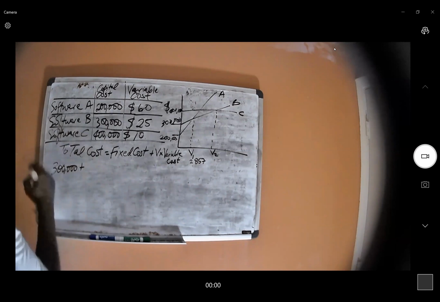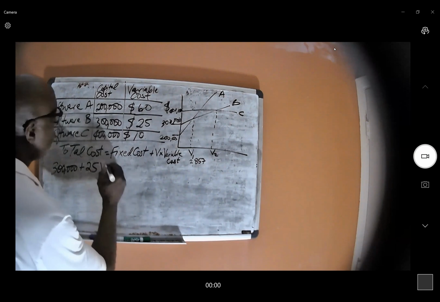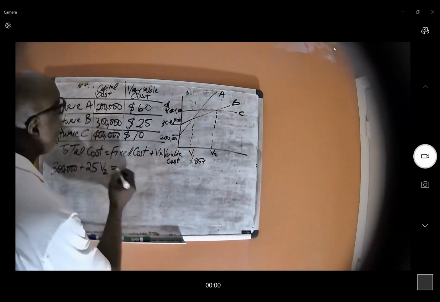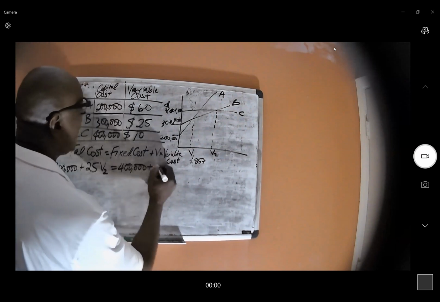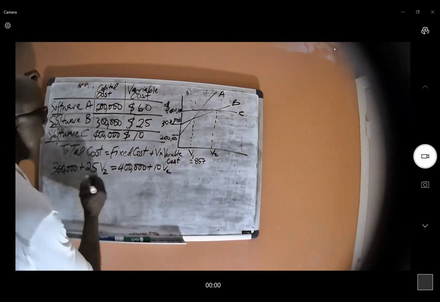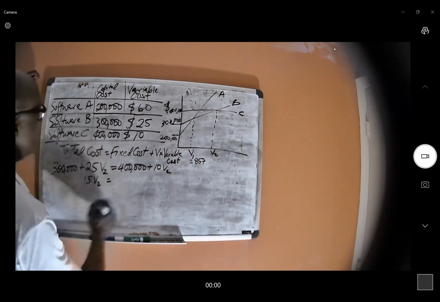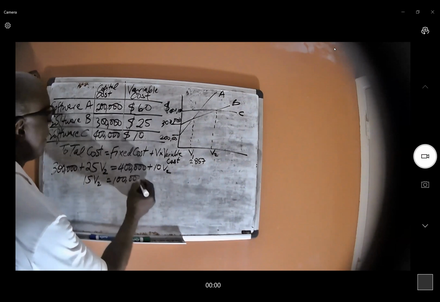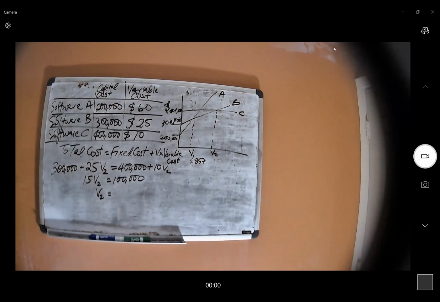plus what's the variable cost for B? 25 against a 25 V2 now, because we know it must be V2, is equal to 400,000 plus 10 V2. Take that over, you get 15 V2 is equal to 100,000. So V2 is equal to 6,666, you're going to put that over 15.